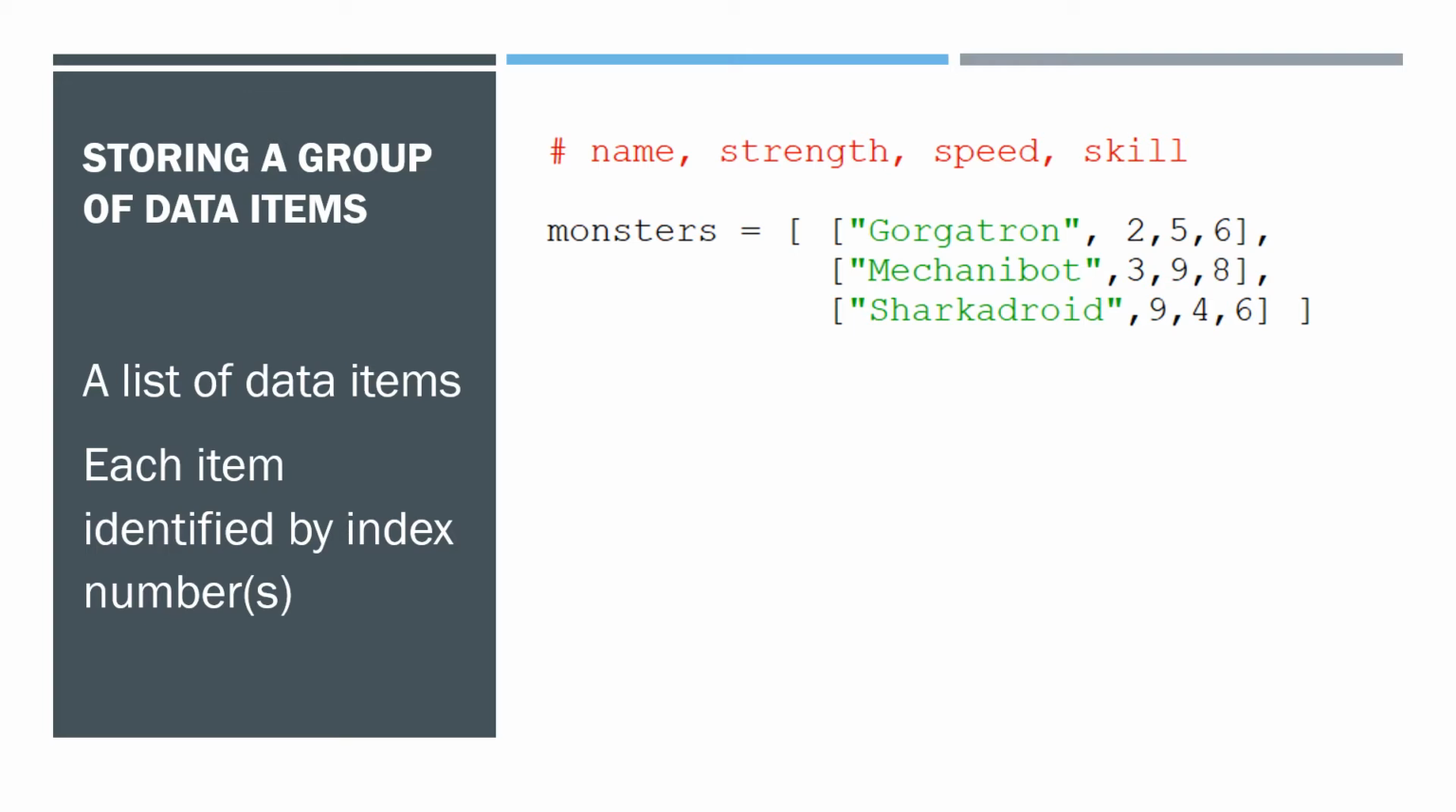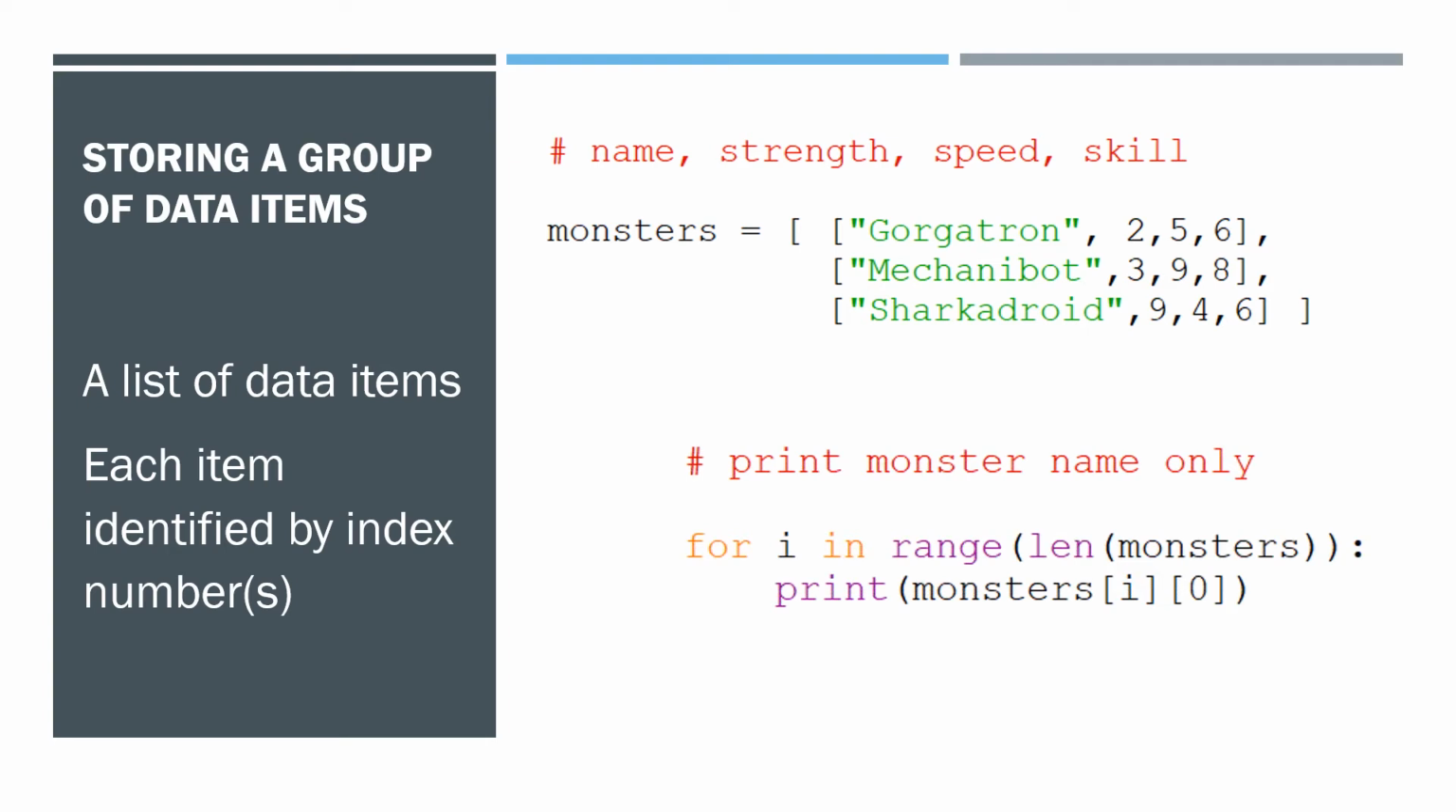And if we want to talk about the particular attributes of the monsters, here, for example, printing out the monsters' names, we have to refer to it by number. So name is value 0 in each of the sublists. So going through the list, printing attribute I, which is the index number 0. So it'll go through every monster, printing out their name. To write programs like this, we have to remember what number value is associated with each of the different facts about the monster.